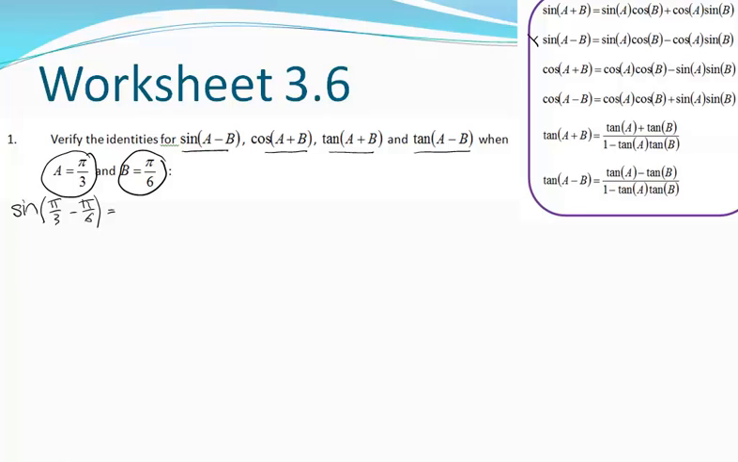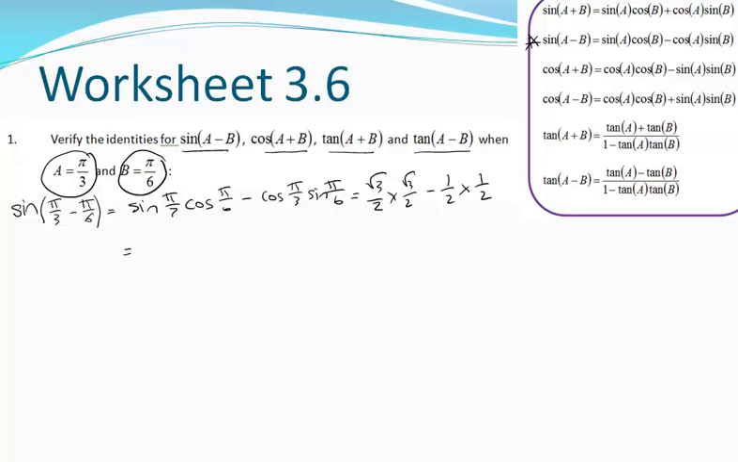So we look over here, we have our formula. We have sine of A, pi on 3, multiplied by cosine of B, pi on 6, minus cosine of A, pi on 3, sine of B, pi on 6. And we substitute our values in for these. So we have sine of pi on 3 here is root 3 on 2. Cosine of pi on 6 is also root 3 on 2. Then cosine of pi on 3 is a half, and sine of pi on 6 is also a half.